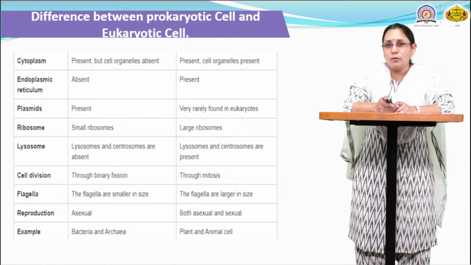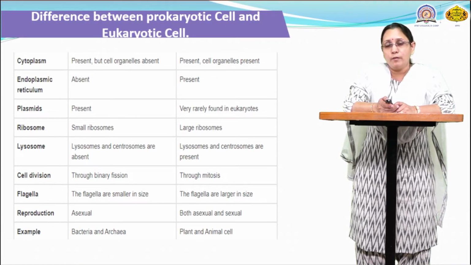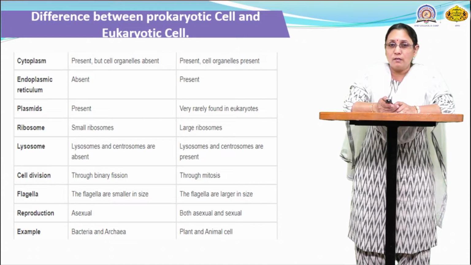Then if we are talking about reproduction, asexual reproduction is there in prokaryotes, while in eukaryotes both sexual as well as asexual reproduction can be seen. Then a good example for the prokaryotes we have already seen, that is E.